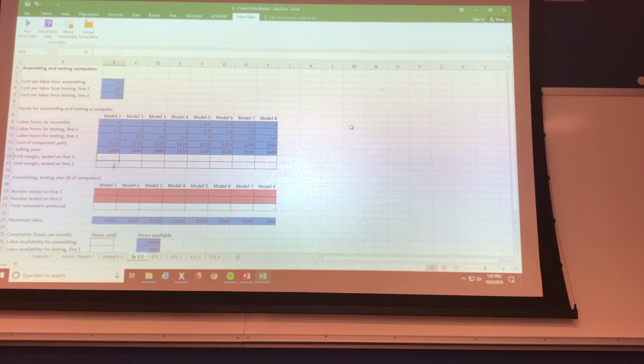What we're going to have Excel do for us, with all our calculations, is tell us exactly the breakdown, the product mix of these 8 different computers, and even beyond that, whether they should be tested on line 1 or line 2.